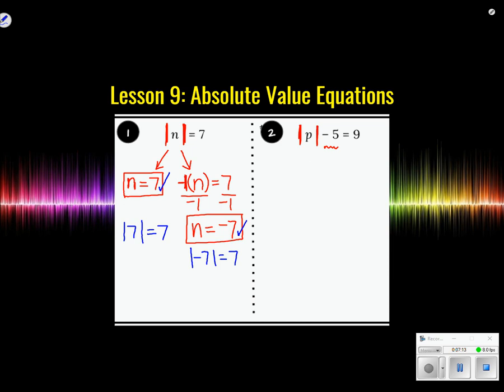So we've taken our absolute value, we split it in 2. When you do that, you lose those absolute value symbols. You solve each equation, and then you should check. And if it doesn't work out, you throw out that answer.